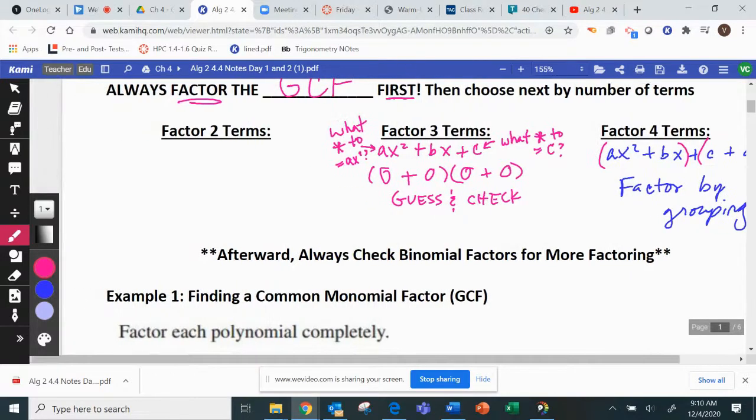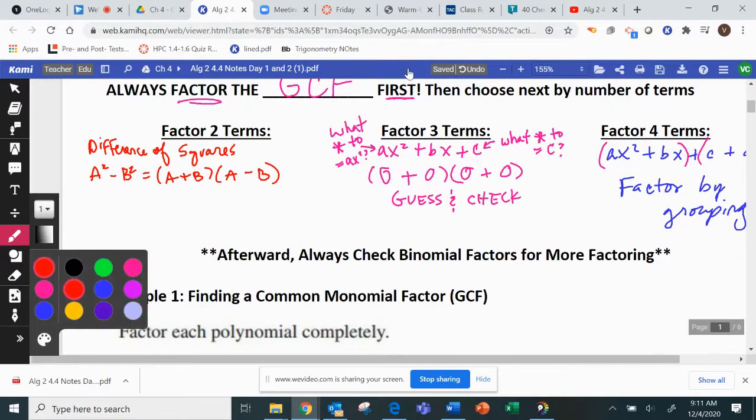The last category would be factoring 2 terms. And prior to today, we only knew one method. For factoring 2 terms, we could do a difference of squares. If it was a squared minus b squared, we would factor it to be a plus b, a minus b. That was the only 2-term factoring that we knew. Today, we're going to learn an alternate 2-term factoring. So this is going to be new.